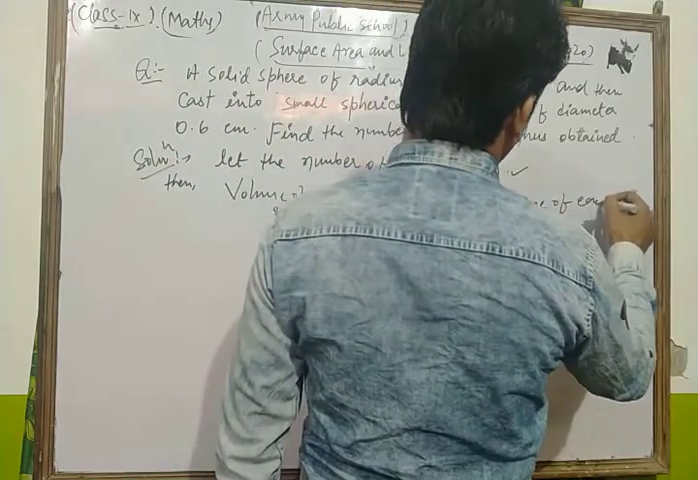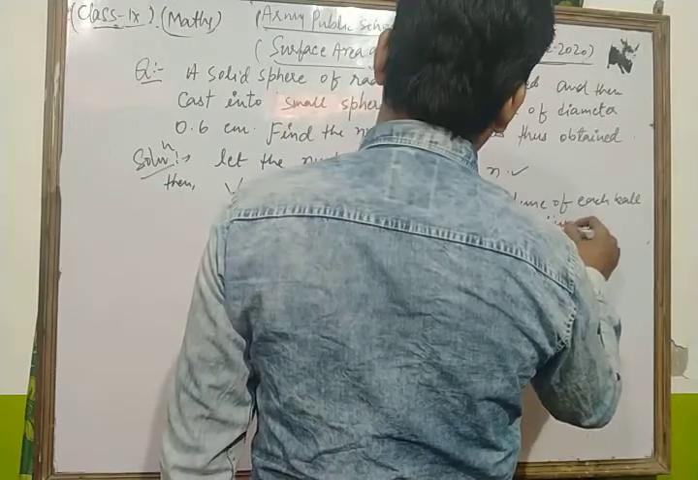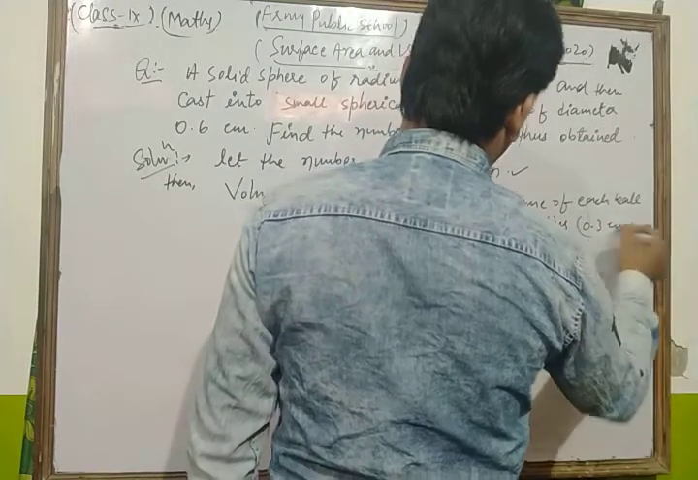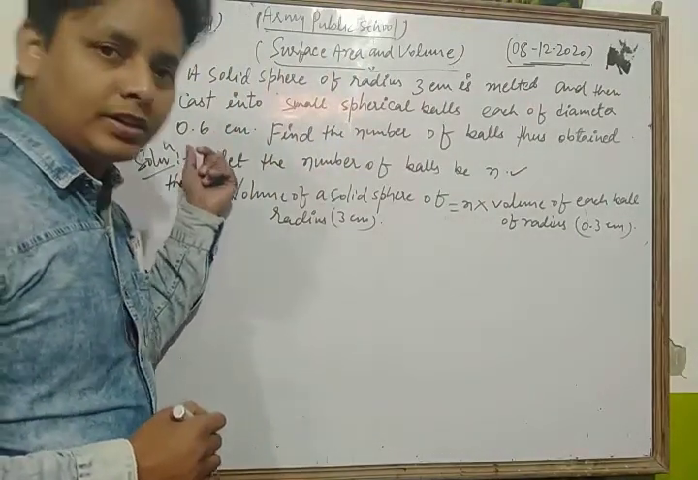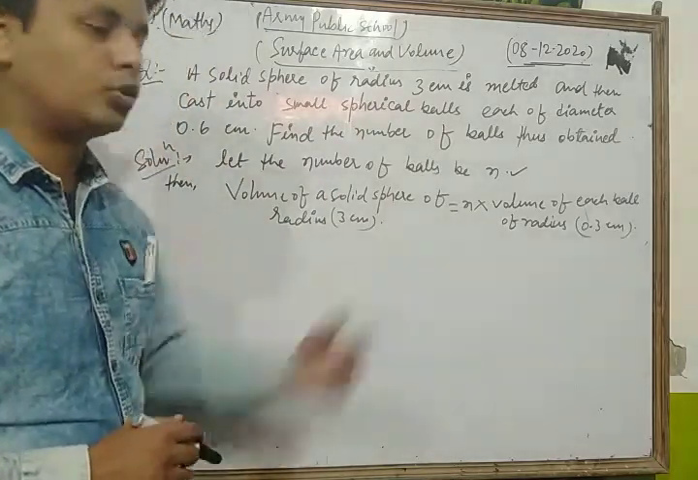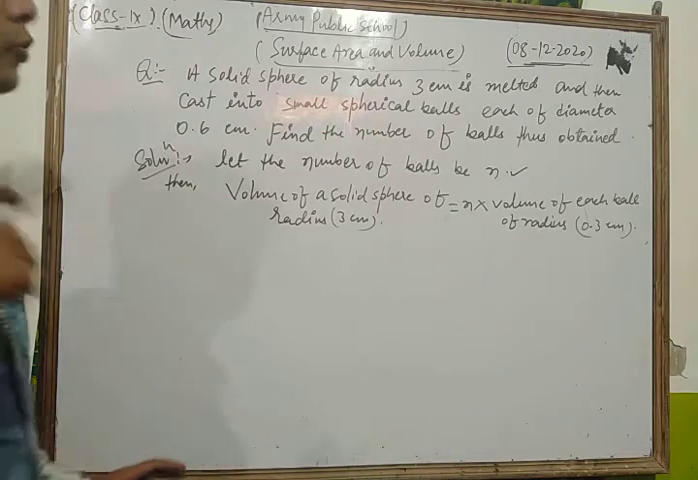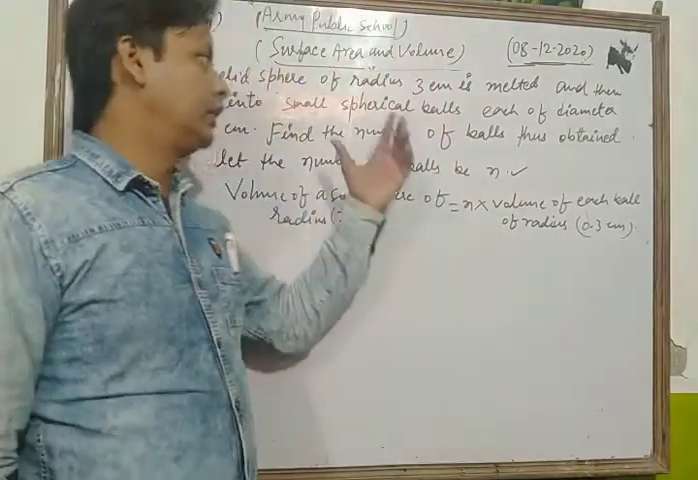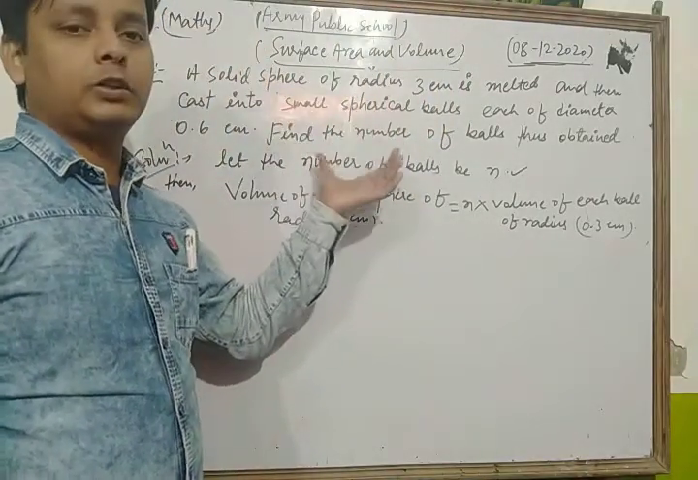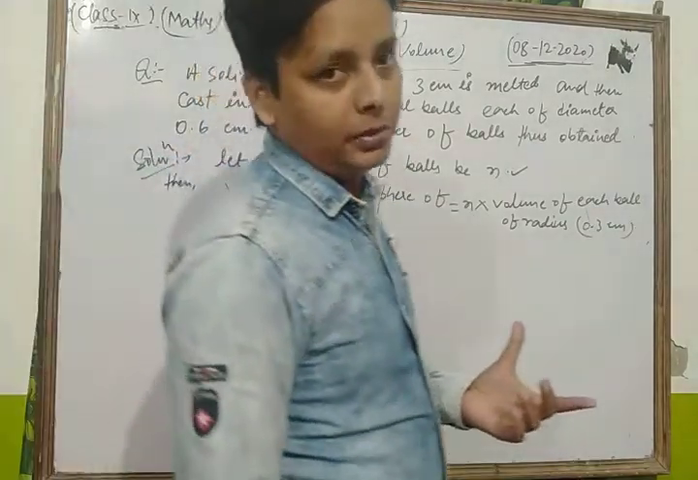Volume of each ball of radius 0.3 centimeter. Because for a small ball the diameter is given as 0.6 centimeter, so their radius will be 0.3, 0.6 divided by 2. This is the concept of that question. We already discussed that concept. Here the bigger sphere is converted into small spherical balls, so their volume will be the same, dear students.